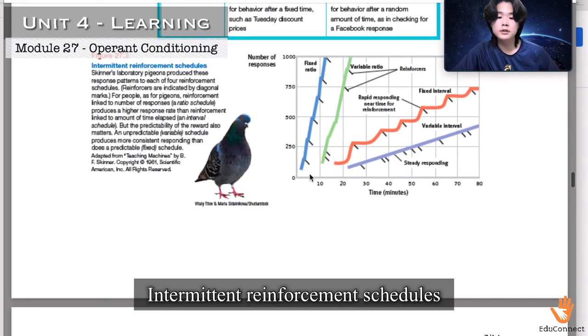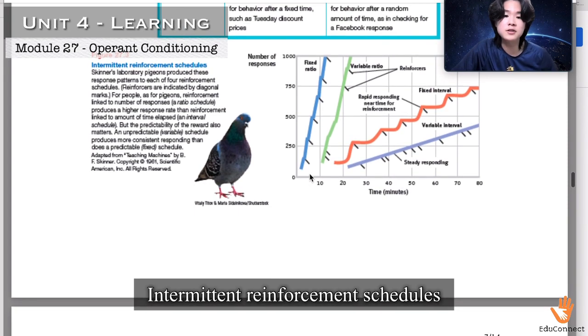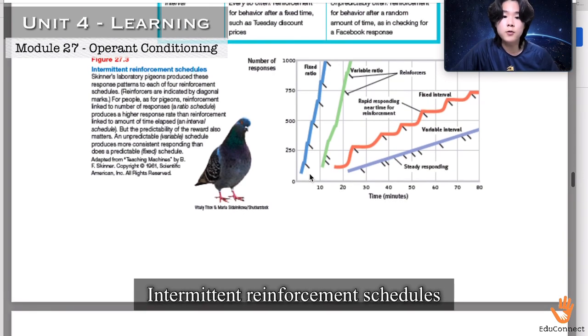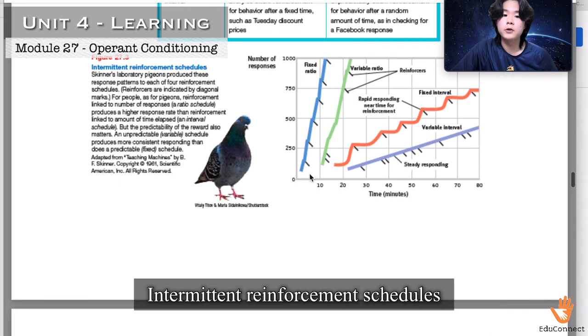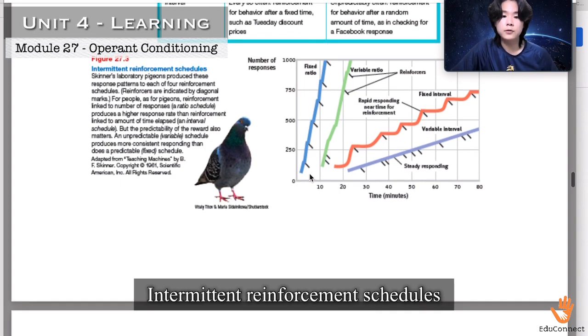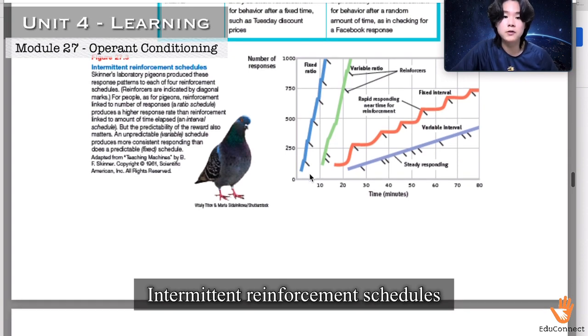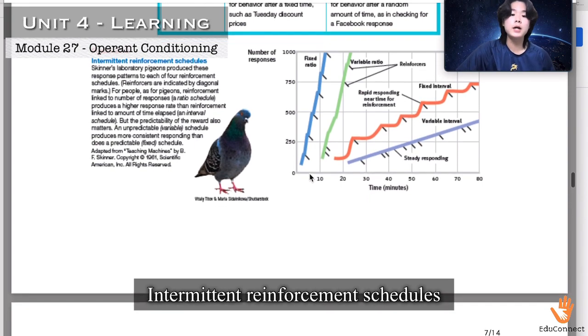Now there's this concept called intermittent reinforcement schedules. B.F. Skinner's laboratory pigeons produce these response patterns to each of 4 reinforcement schedules. Reinforcers are indicated by diagonal marks on the graph. For people, as for pigeons, reinforcement linked to number of responses, a ratio schedule, produces a higher response rate than reinforcement linked to amount of time elapsed, an interval schedule. But the predictability of the reward also matters. An unpredictable variable schedule produces more consistent responding than a predictable, fixed schedule.